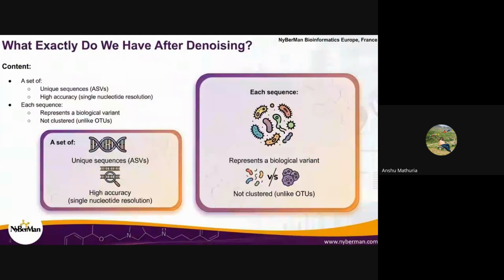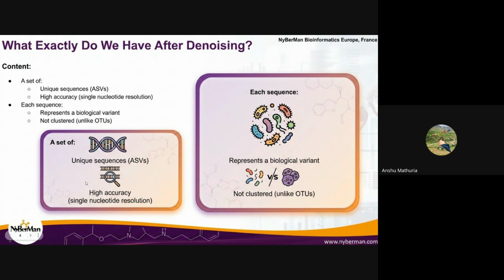So what do we have after denoising actually? First we have a set of unique sequences, that is, ASVs collectively. I'm sorry. Initially we have a set of unique sequences. Excuse me, I have a little cold, so I might sneeze in between. Just bear with it today.